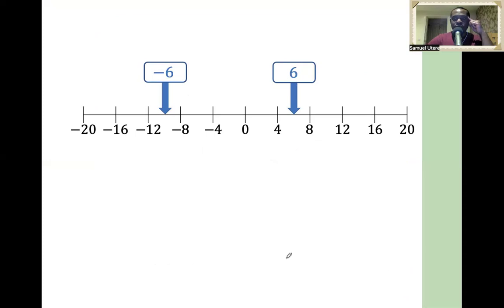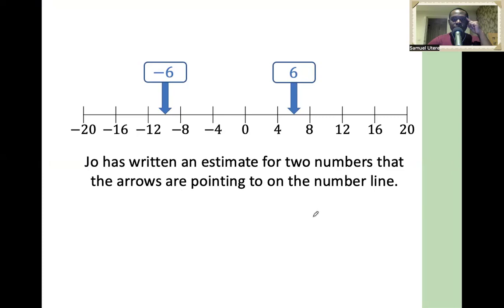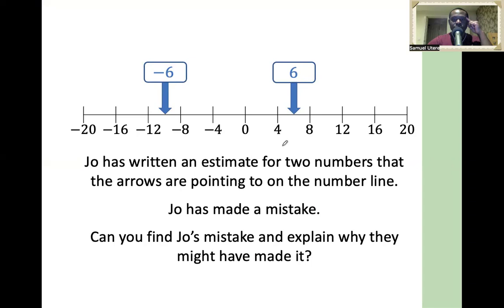Let's look at an example now before you do some further practice. What mistake have you spotted? So Joe has written an estimate for 2 numbers that the arrows are pointing to on the number line. Joe has made a mistake. What mistake has Joe made? So have a think. What mistake has Joe made?